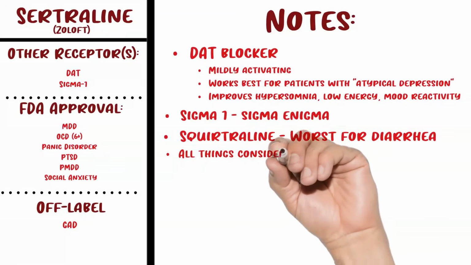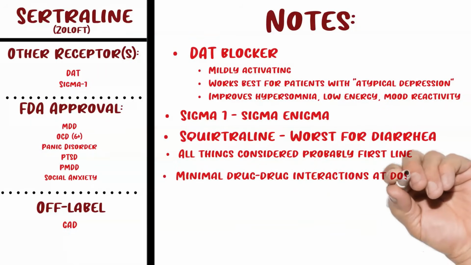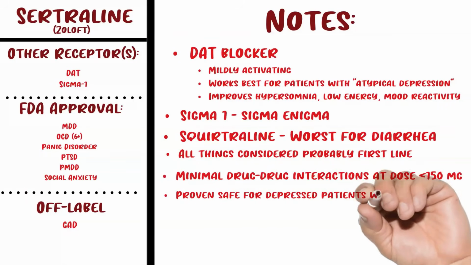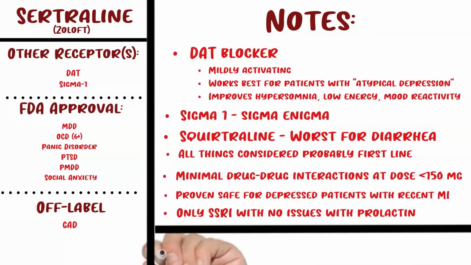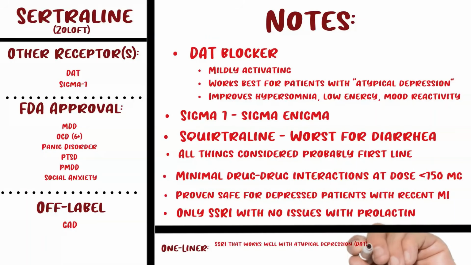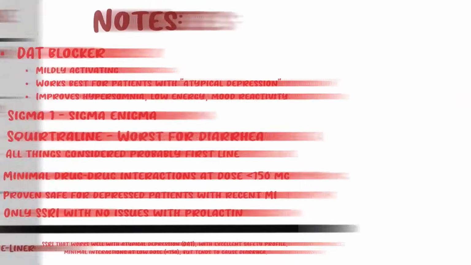All things considered, Lexapro and Zoloft are probably the two best antidepressants in terms of SSRIs, especially Zoloft for anxiety, and that's because they have the best balance of benefits, side effects, and costs. If you use Zoloft at less than 150 milligrams, it has significantly less CYP interactions than if you use it above that. Zoloft also has the best safety record in cardiovascular disease, and it's proven safe for depressed patients with recent MI. So if I had to summarize Zoloft in one line, I'd say that it's an SSRI that works well with atypical depression, given its DAT blockade. It's got an excellent safety profile, minimal interactions at doses less than 150, and the one downside is that it can cause the side effect of diarrhea.